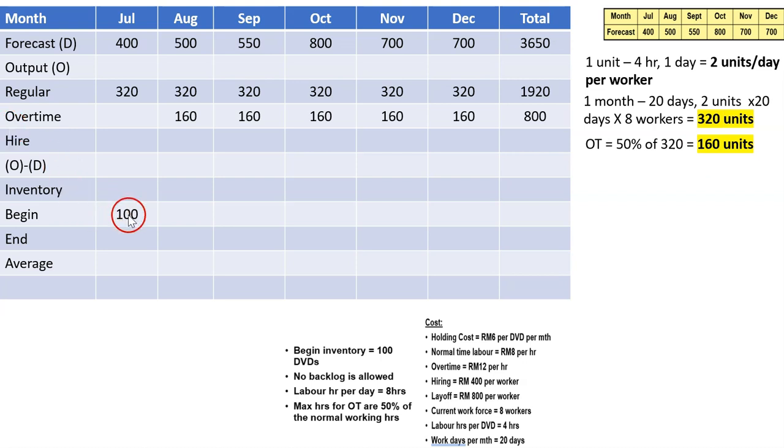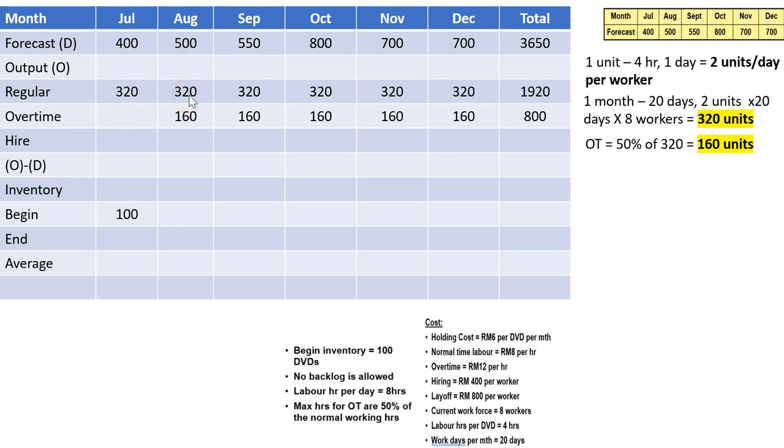Okay, remember that we begin at inventory 100. So you put 100 here, then we look at which month we need to do overtime. For the first month, output is 320 and then demand is 400. Do we need to do overtime? No, because remember we have 100 at the beginning. So actually we have 420, and demand is 400. So we do not have to do the overtime, and then go for the next month.